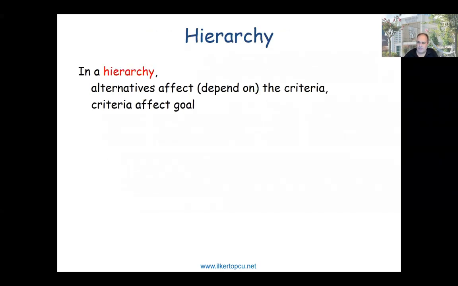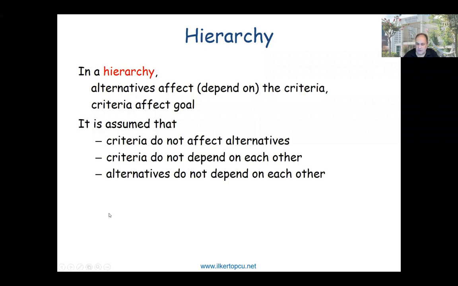But there is a problem here, small, maybe big problem. In a hierarchy, we assume alternatives at the bottom level affect, influence, or depend on the criteria, and criteria affect the goal. Sometimes we have sub-criteria. In this case, alternatives affect sub-criteria, sub-criteria affect criteria, and criteria affect the goal. But we assume that in a hierarchy, criteria do not affect the alternatives at the bottom. Criteria do not depend on other criteria, and alternatives do not depend on other alternatives. But in real life, this can happen, especially for complex problems.